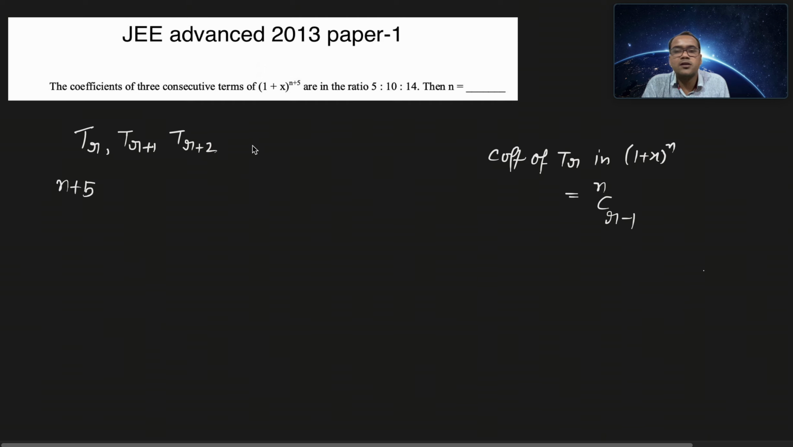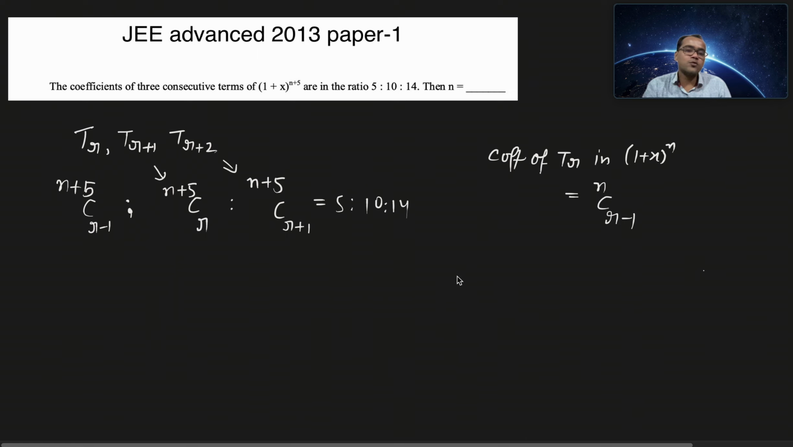n+5C(r-1). Here these are the coefficients in (1 + x)^(n+5). So that would be n+5C(r-1), and the t_(r+1) coefficient would be n+5Cr, and its coefficient would be n+5C(r+1). As per the question, these are in the ratio 5:10:14.